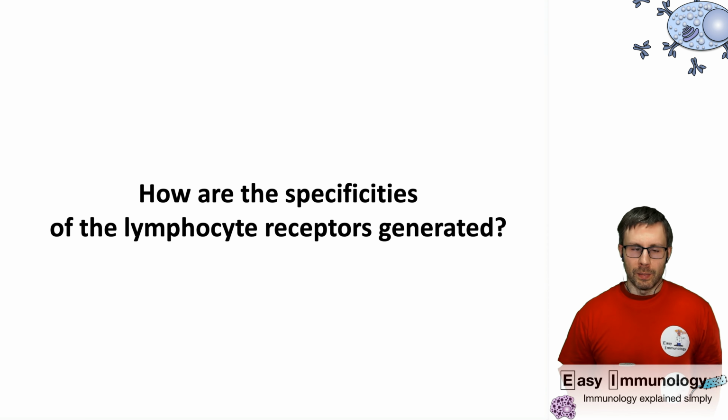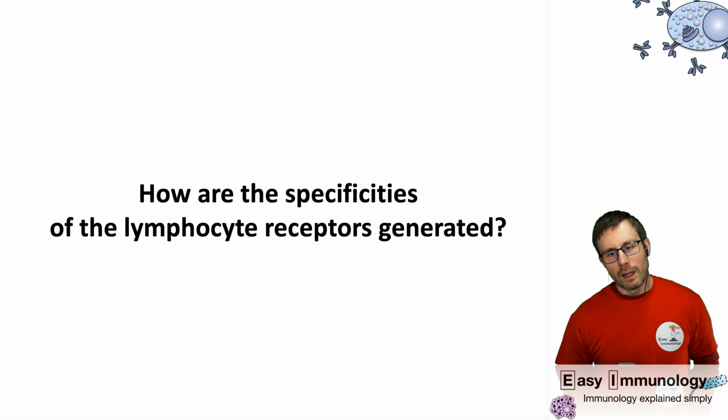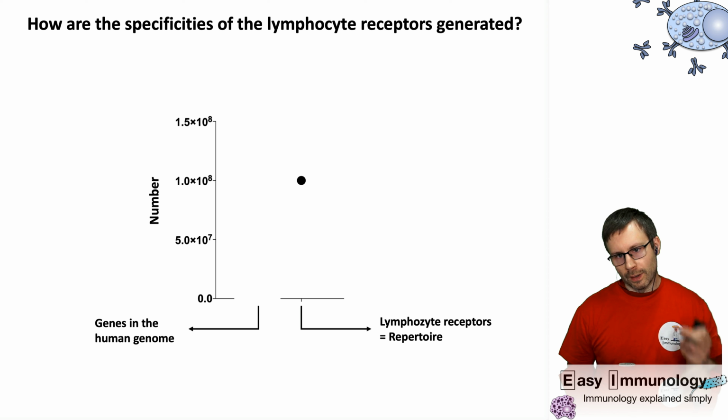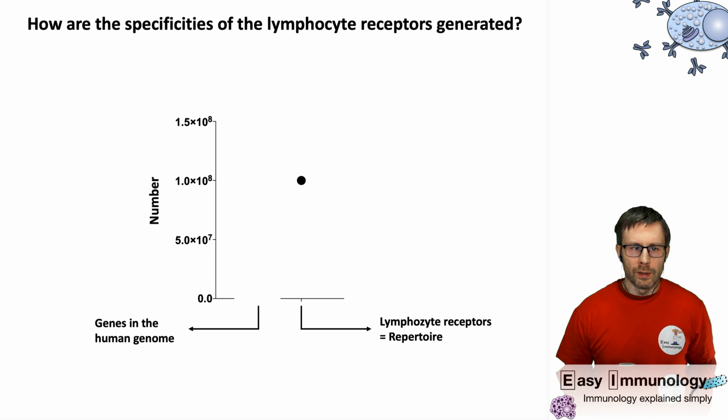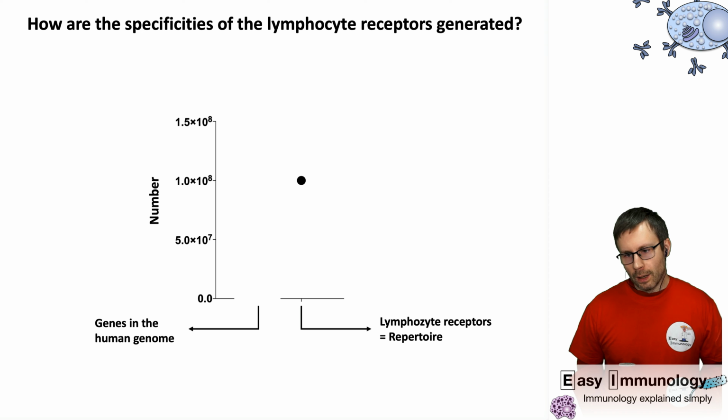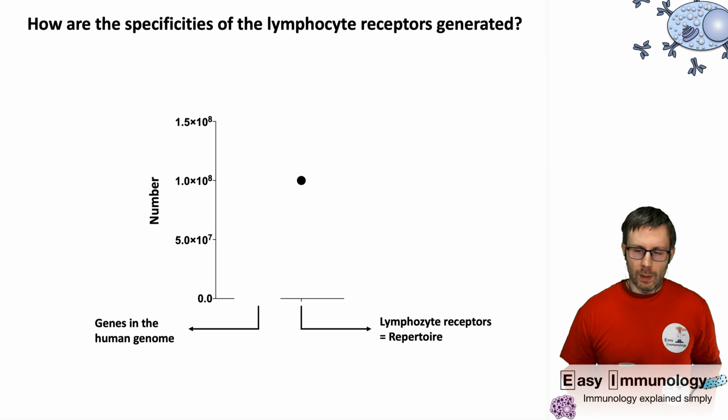So how are the specificities of the lymphocyte receptors now generated? We talked about it in the beginning already, that there are millions of different T cell receptors. And if we look at the number, it is approximately 1 times 10 to the 8 different T cell receptors. This is roughly 100 million of them. And the sum of them is called the lymphocyte repertoire. All these 100 million receptors form our repertoire, and this determines what we are able to recognize. So I said it's 100 million roughly.